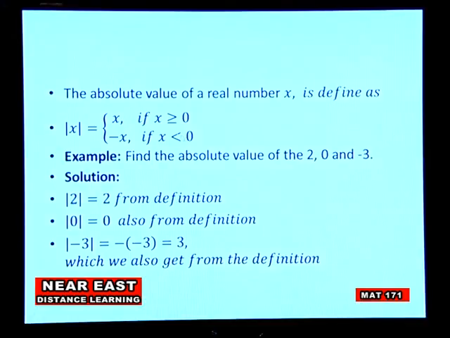Let's see an example of how we apply the definition. Find the absolute value of 2, 0, and minus 3. We want to find the absolute value of these numbers using our definition. Solution: the absolute value of 2 is 2 because 2 is positive. From the definition, the absolute value of x is x if x is greater than or equal to 0. Here our x is 2, so it's just 2. And the absolute value of 0 is 0 also from the definition, because x is greater than or equal to 0, so the absolute value of x is x.